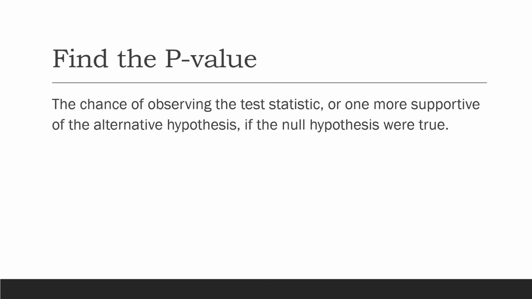The next thing we're going to want to do is find the p-value. And the p-value is a way of measuring how consistent our sample data are with the null hypothesis. Technically speaking, what it measures is the chance of observing the sample statistic, our test statistic that we picked out, or one that's more supportive of the alternative, if the null hypothesis were true.